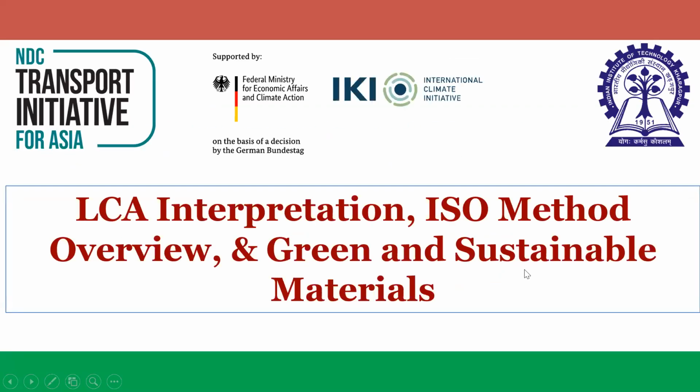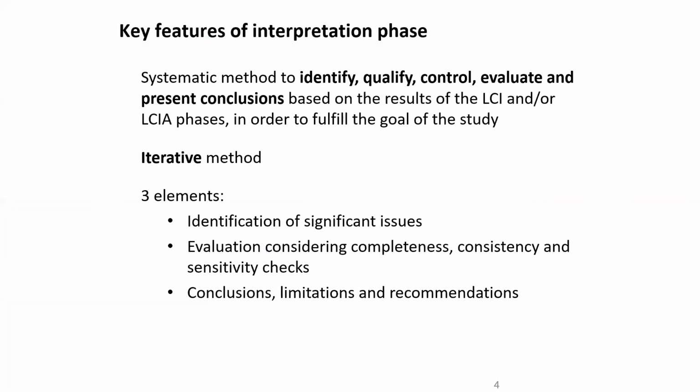In this lecture we look at how to interpret LCA, a little bit of an ISO method overview, and at the end we'll talk about some green and sustainable materials. In terms of the ISO method and how to interpret, earlier we talked about goal and scope. A key feature of interpretation is the identification of significant issues. We evaluate completeness, consistency, and sensitivity checks, and then we conclude and note limitations.